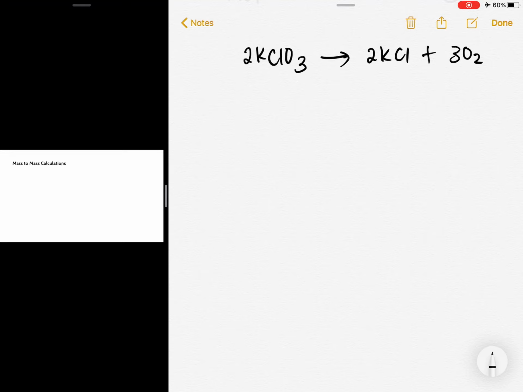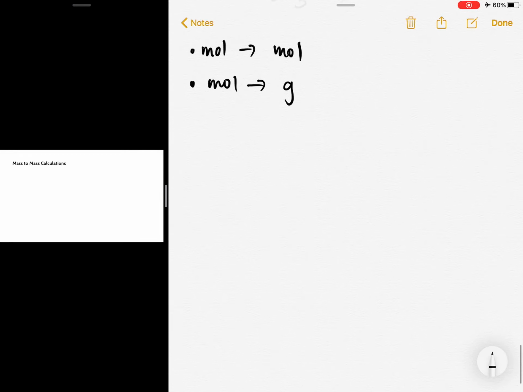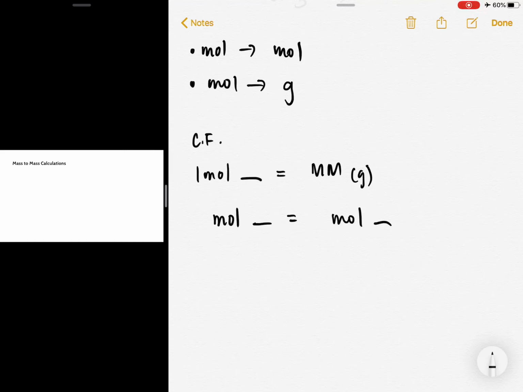During the previous video, I've already taught you how to convert from mole to mole and from mole to gram. And if you can still recall, I gave you two conversion factors to use. The first conversion factor is 1 mole of any substance is equal to its molecular mass in grams. Molecular weight, molecular mass, parehas lang po iyon. The second conversion factor is how you're going to convert from mole to another mole.